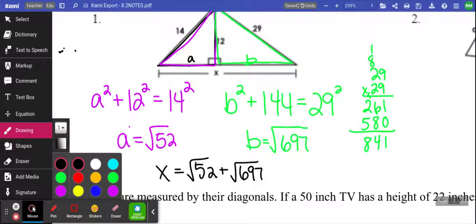Yeah, because it's A and B. Do I just add those two together and then put it under a square root? But A and B, they're different. Okay, but I'm trying to find x, and here's A and here's B. So I'm adding A and B together. So you do add them together.